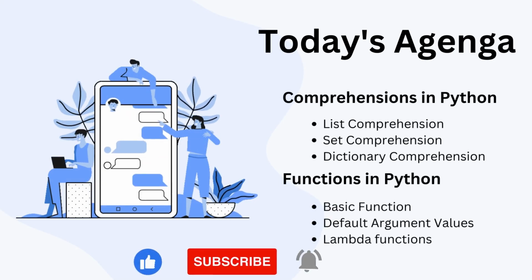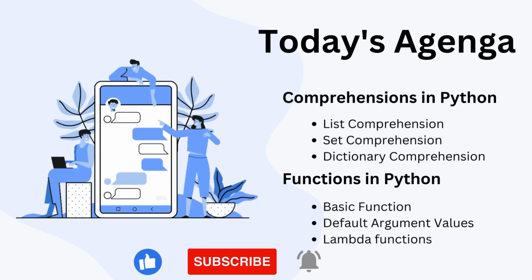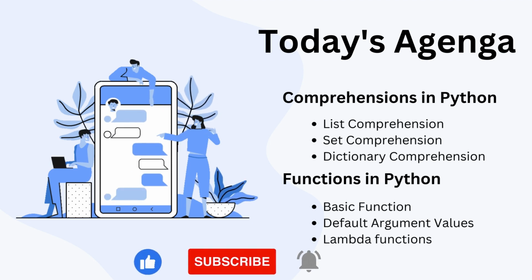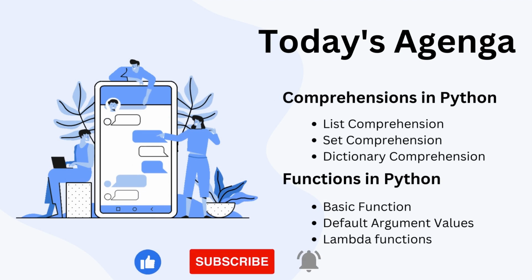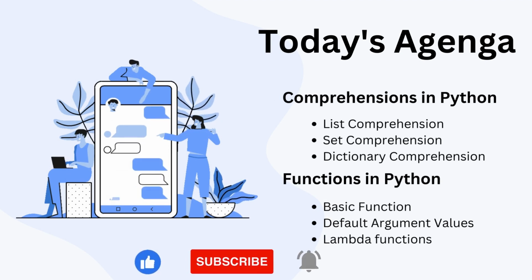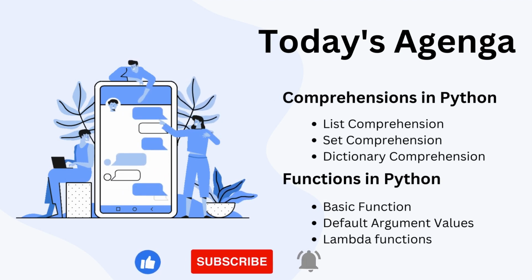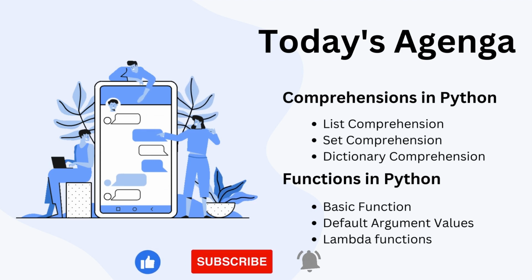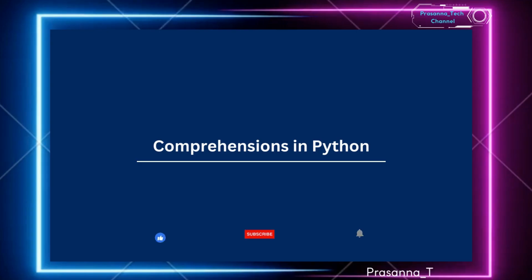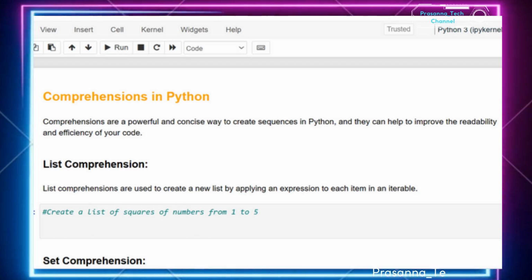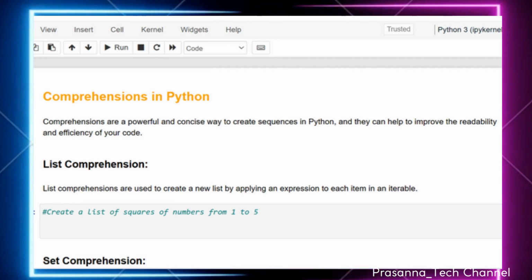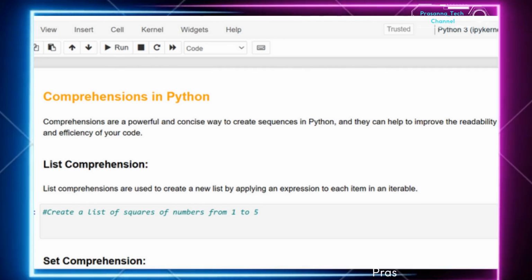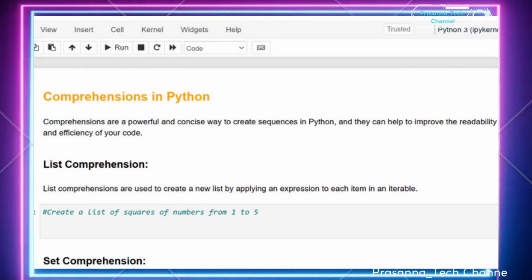Alright, let's get started with today's agenda. We will be covering comprehensions in Python, including list comprehension, set comprehension, and dictionary comprehension. Additionally, we will be looking at functions in Python, such as basic functions, default function value, and lambda functions. Comprehensions are a powerful and concise way to create sequences in Python, and they can help to improve the readability and efficiency of your code.